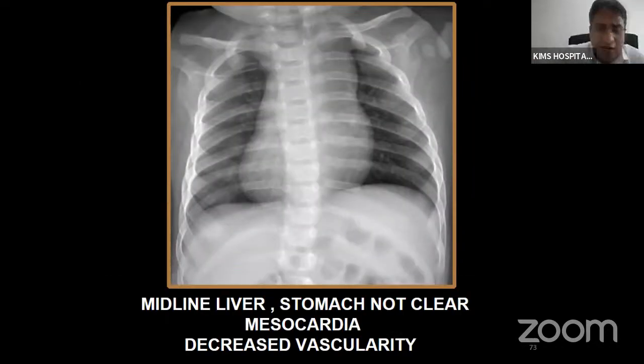So now we have diagnosed TOF physiology with CCTGA, VSD, TOF, TGA, and then there is one very complex condition known as heterotaxy syndrome, where there will be cyanosis, but there is complex heart disease. So how to make it out on X-ray? If you see here, the liver shadow is seen on the right side as well as on the left side. Stomach is not clear, dextrocardia, mesocardia is there, and oligemia is there.